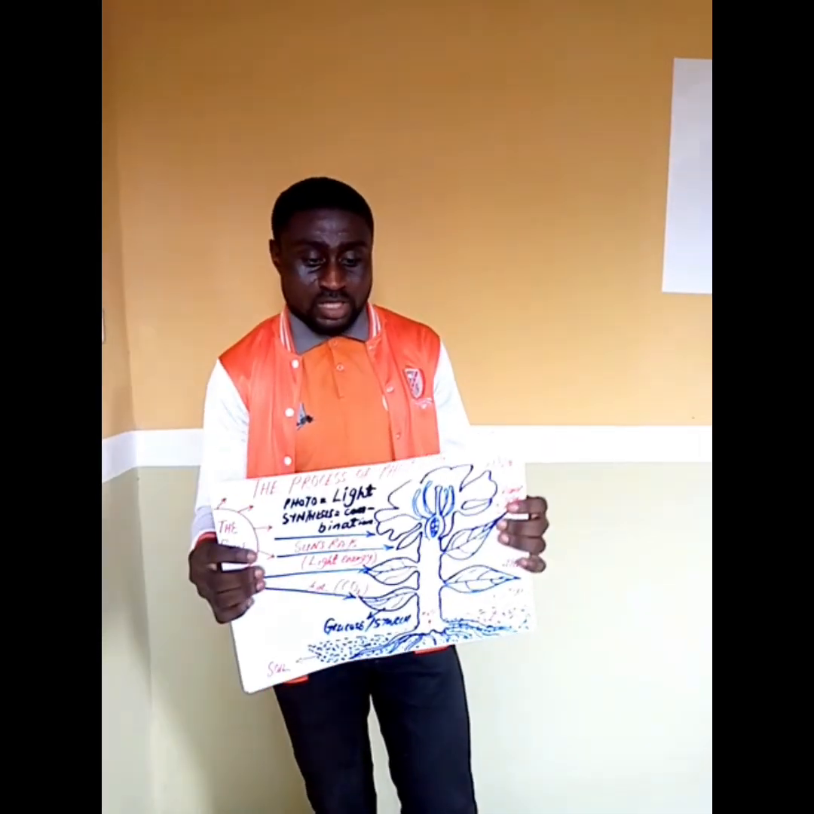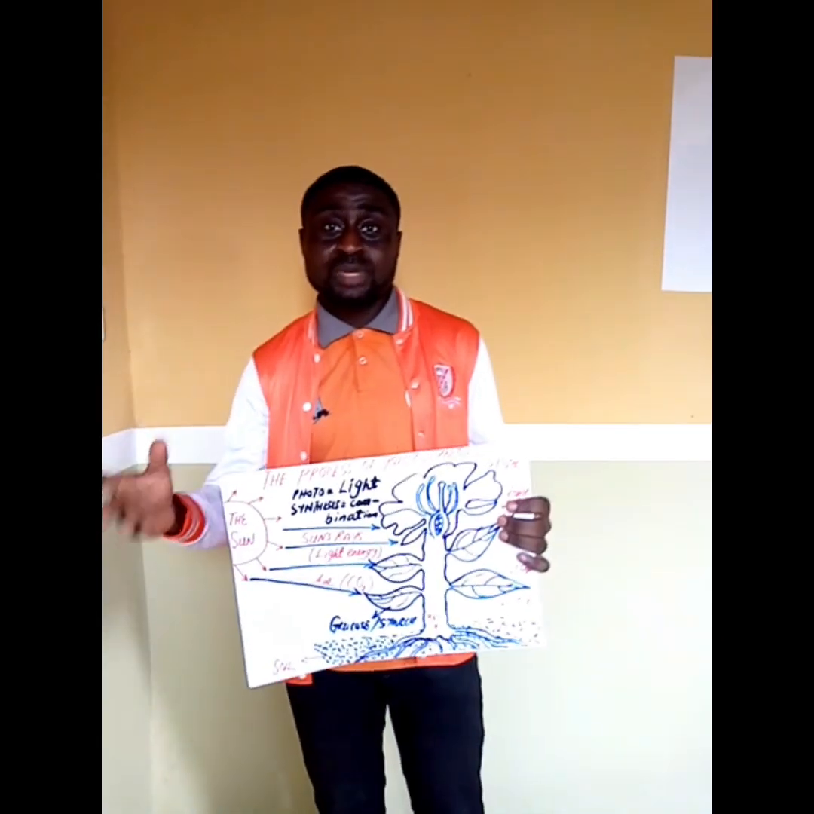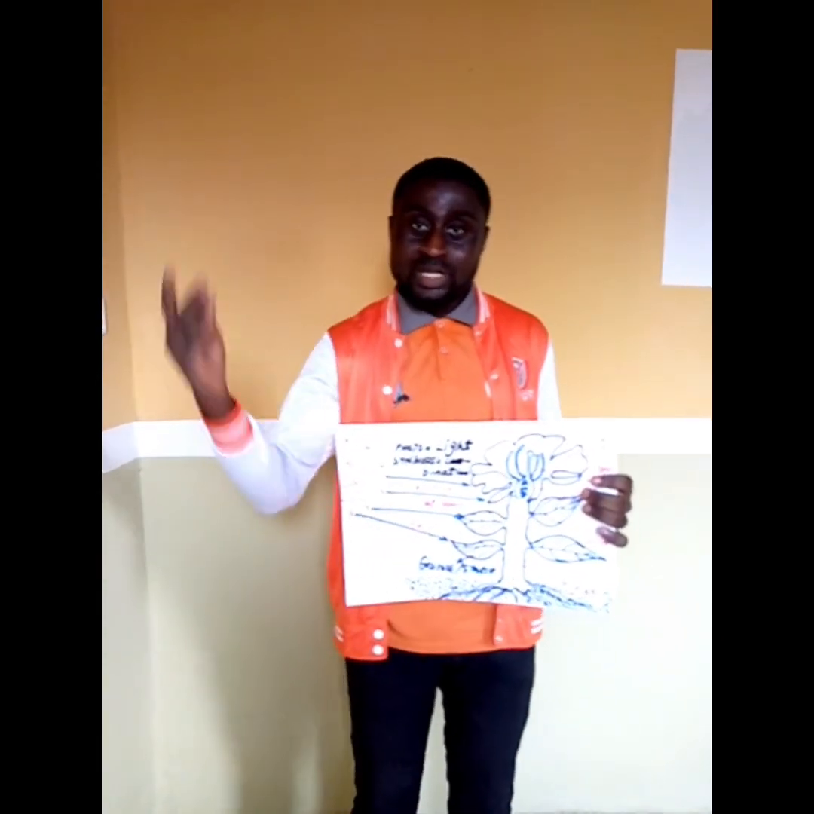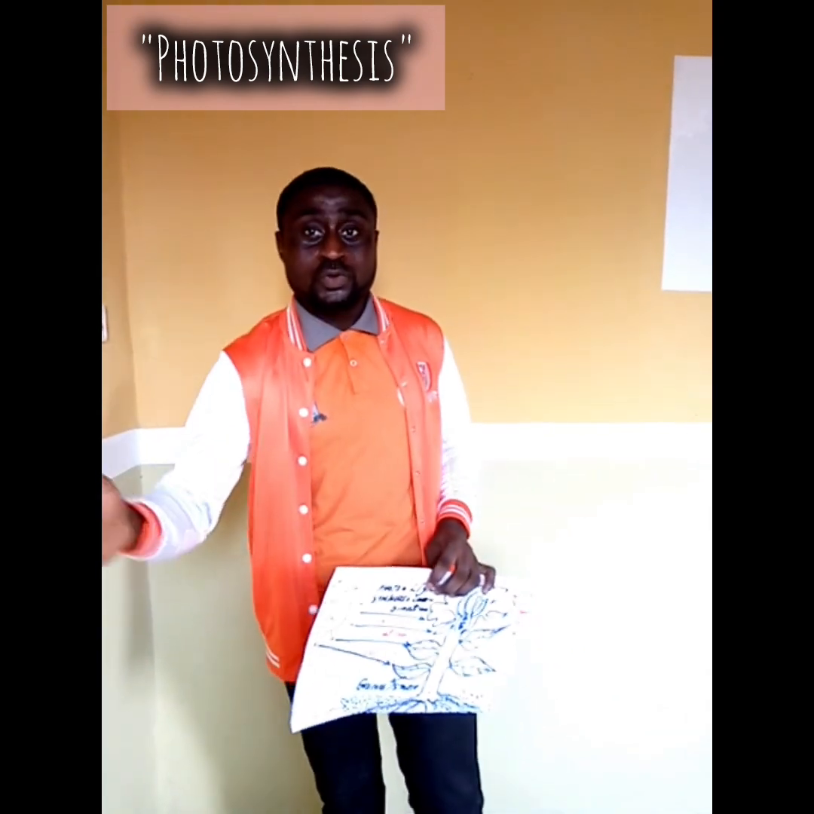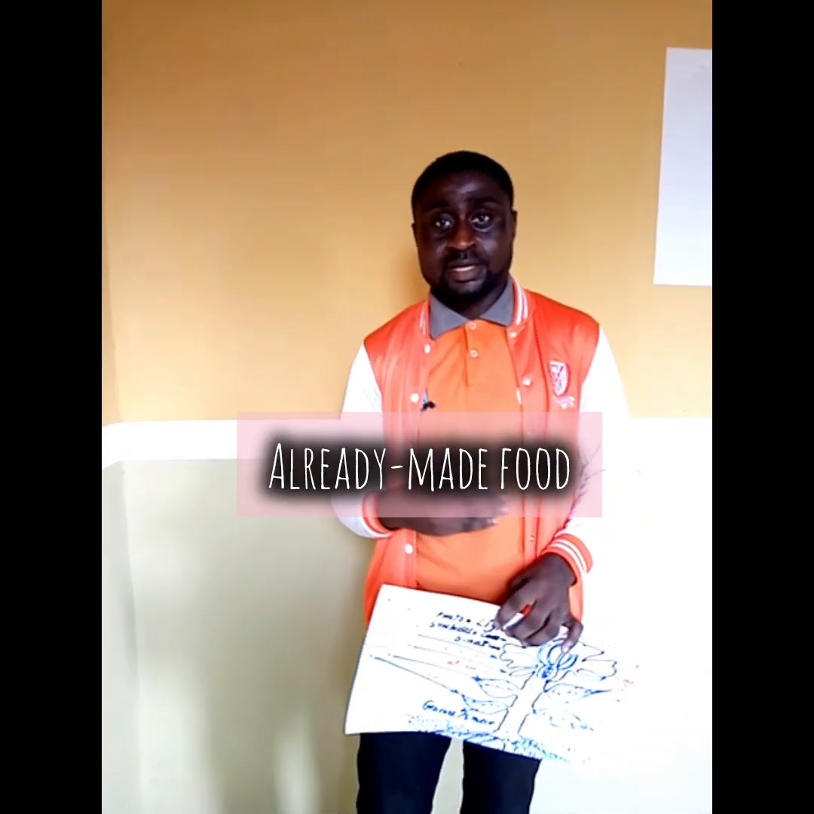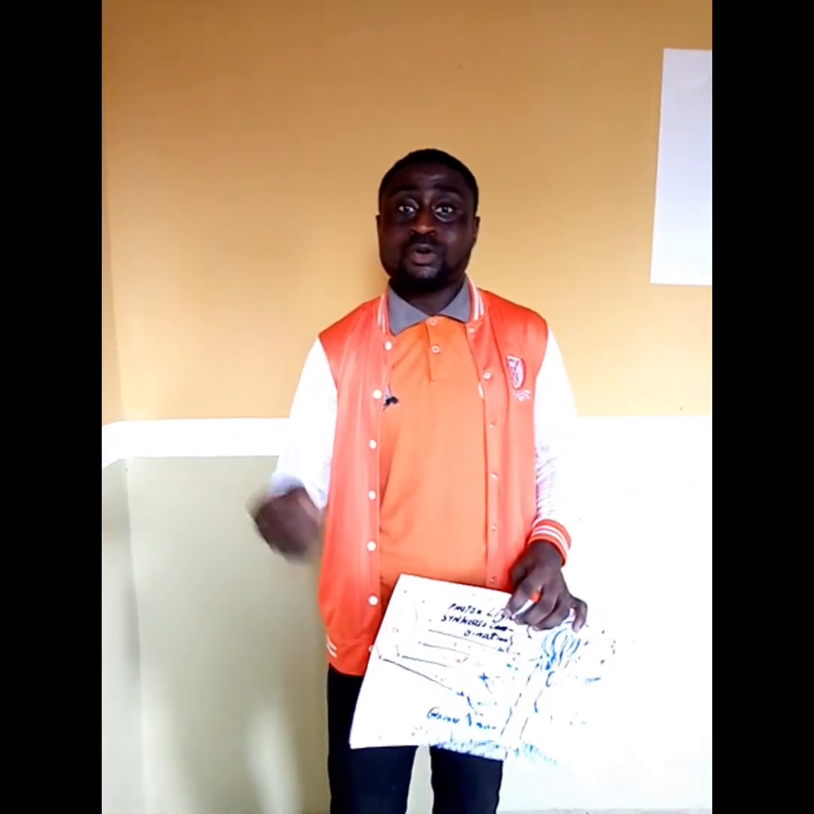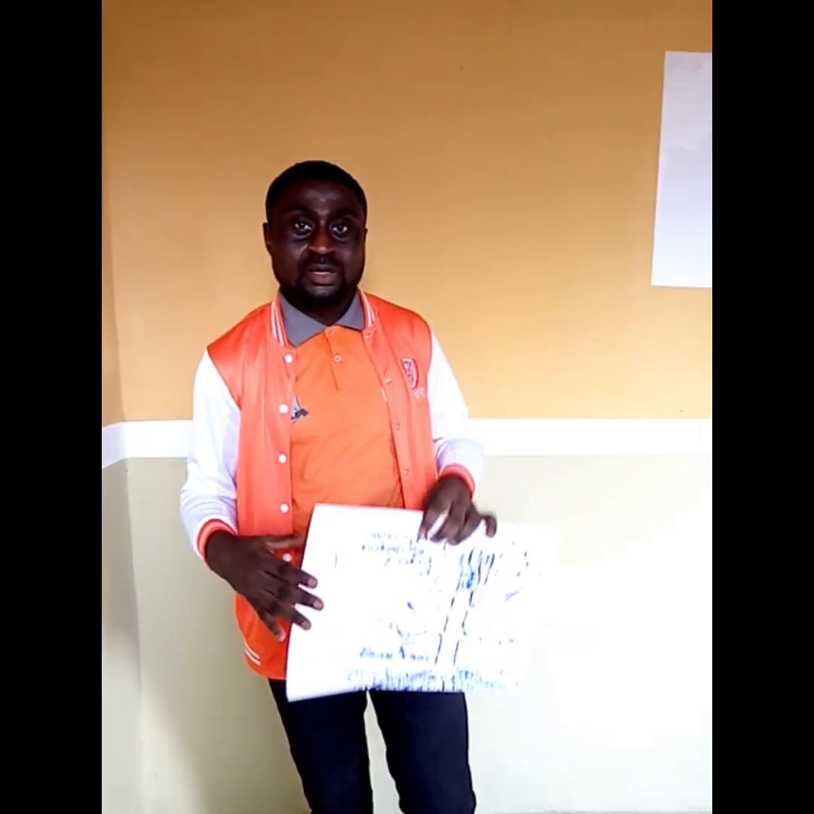So quickly, I'll take you through what we are focusing on today, and we're looking at how plants make their own food, and we look at the process of photosynthesis. Plants make their own food while animals depend on already made food produced by plants. In simple terms, plants have the ability to make or manufacture or produce their own food. And which process leads to that? Let's take a look at the process of photosynthesis.